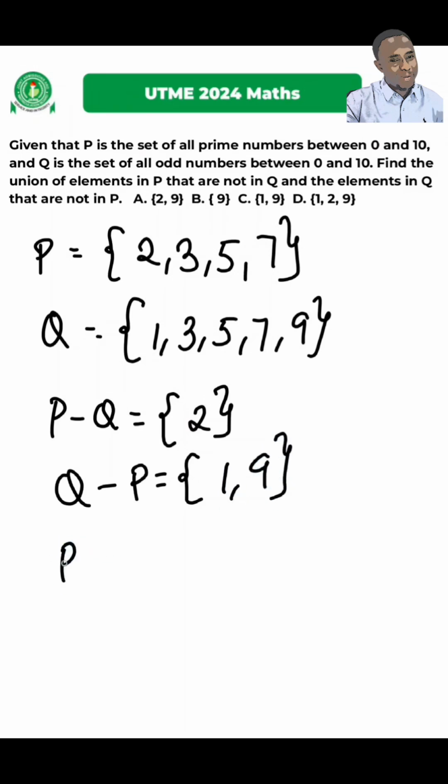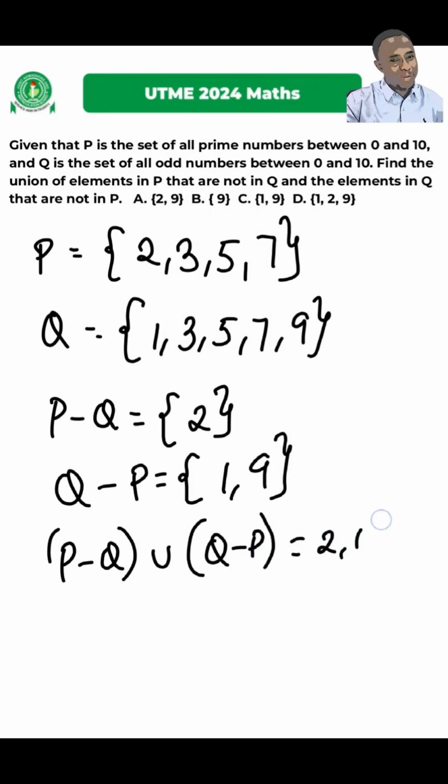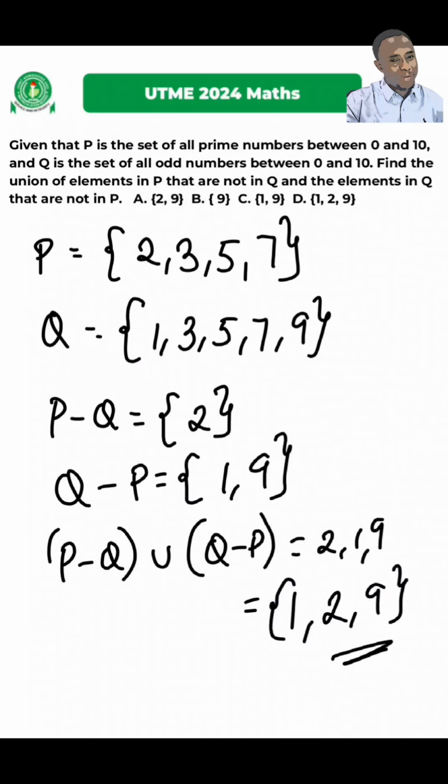So to find the union of these two, I have 2, 1, 9. Of course, you want to rearrange in order. So that's 1, 2, and 9. Boom, that's the answer. That is option D.